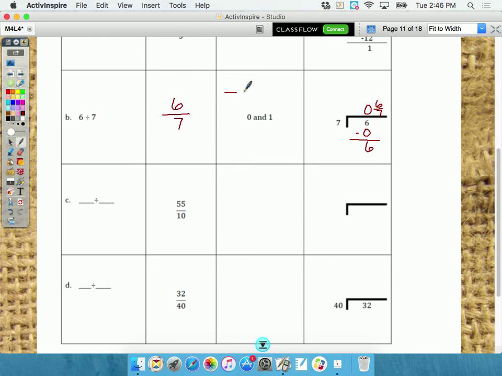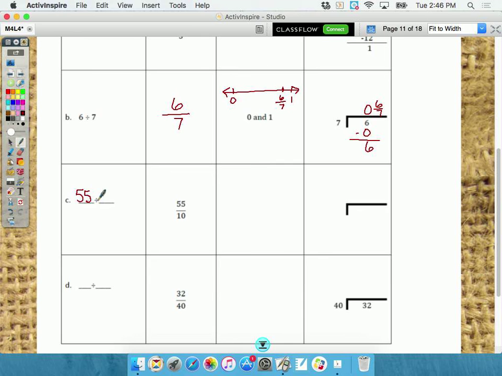If I take 6/7 and put it on a number line, it would be about right here. What would 1 whole be? 7/7. So you know that this is between 0 and 1 because the numerator is less than the denominator. Okay? Let's take a look at the next one.